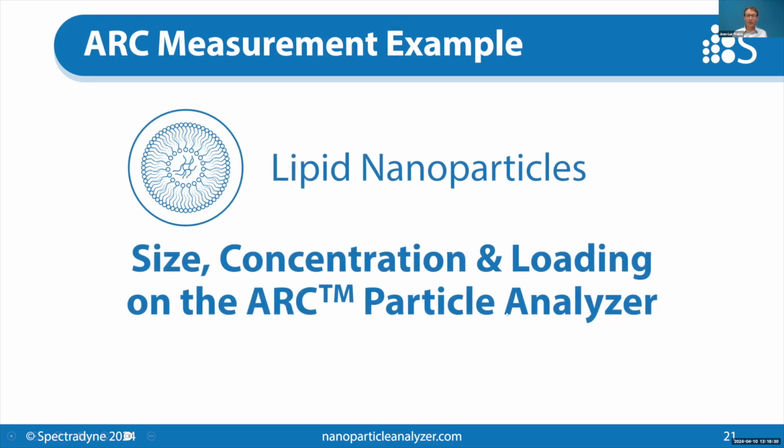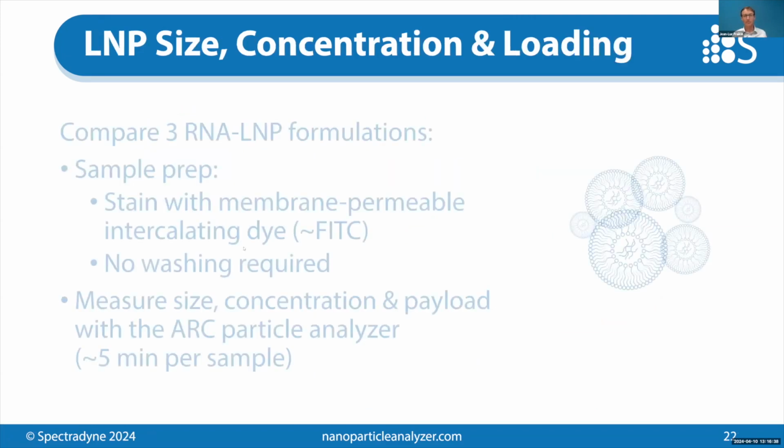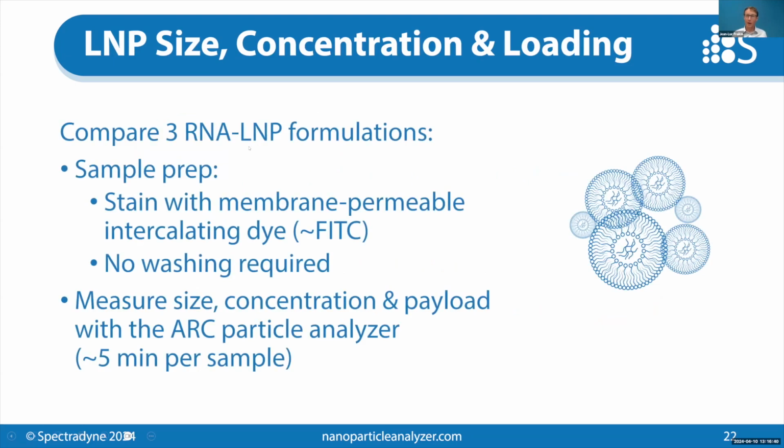So this first example is going to describe how you would use the ARC in a formulation development application. We're going to compare three different RNA-loaded LNP formulations. The sample prep is very straightforward. We stain with a membrane-permeable intercalating dye that fluoresces in the green or FITC channel. So we'll focus on the green channel for now. It's a single-step staining, so there's no wash required afterwards. We stain for about 10 minutes and then measure the size, concentration and fluorescent payload on the ARC in about 5 minutes per sample.